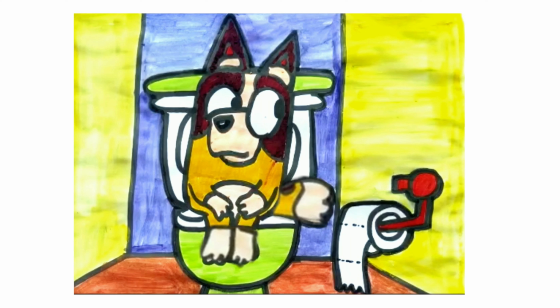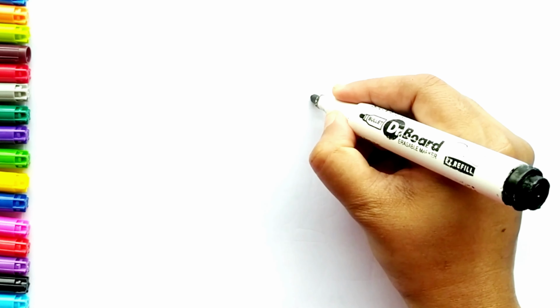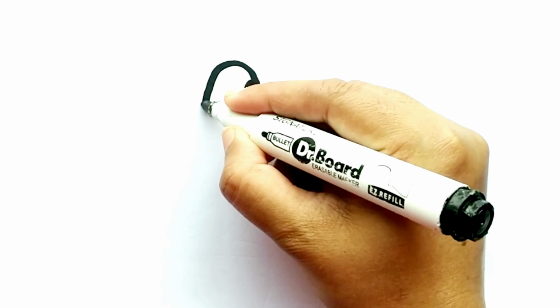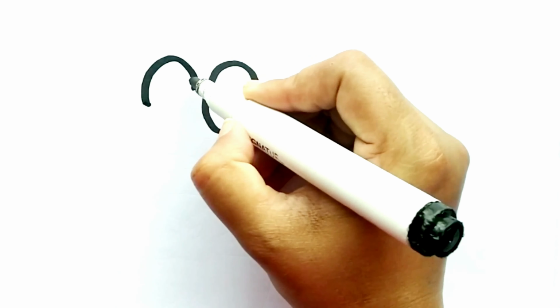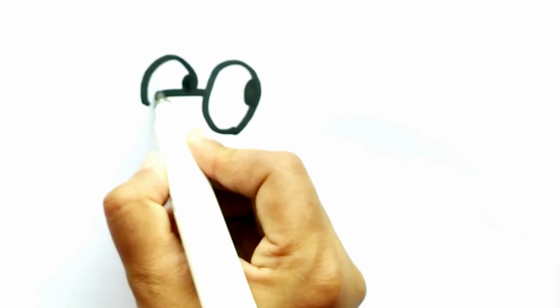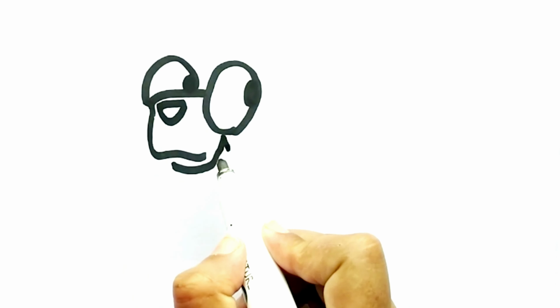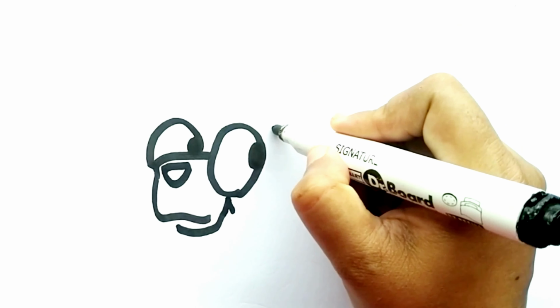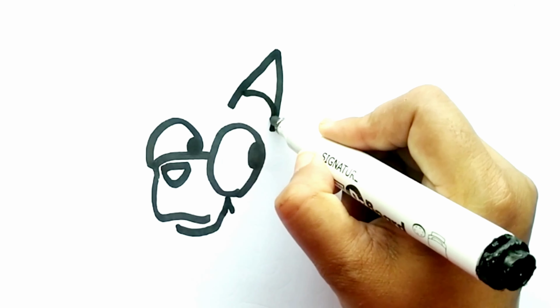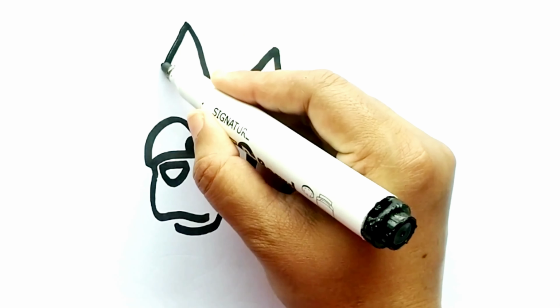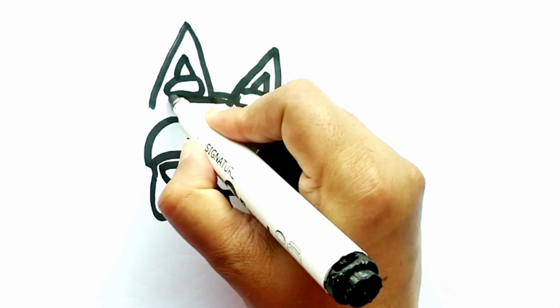In this video, we are going to draw Bingo in the toilet. Let's draw Bingo. I start with her eyes. Then I draw her nose like this. Then I draw her ears in the shape of a triangle.